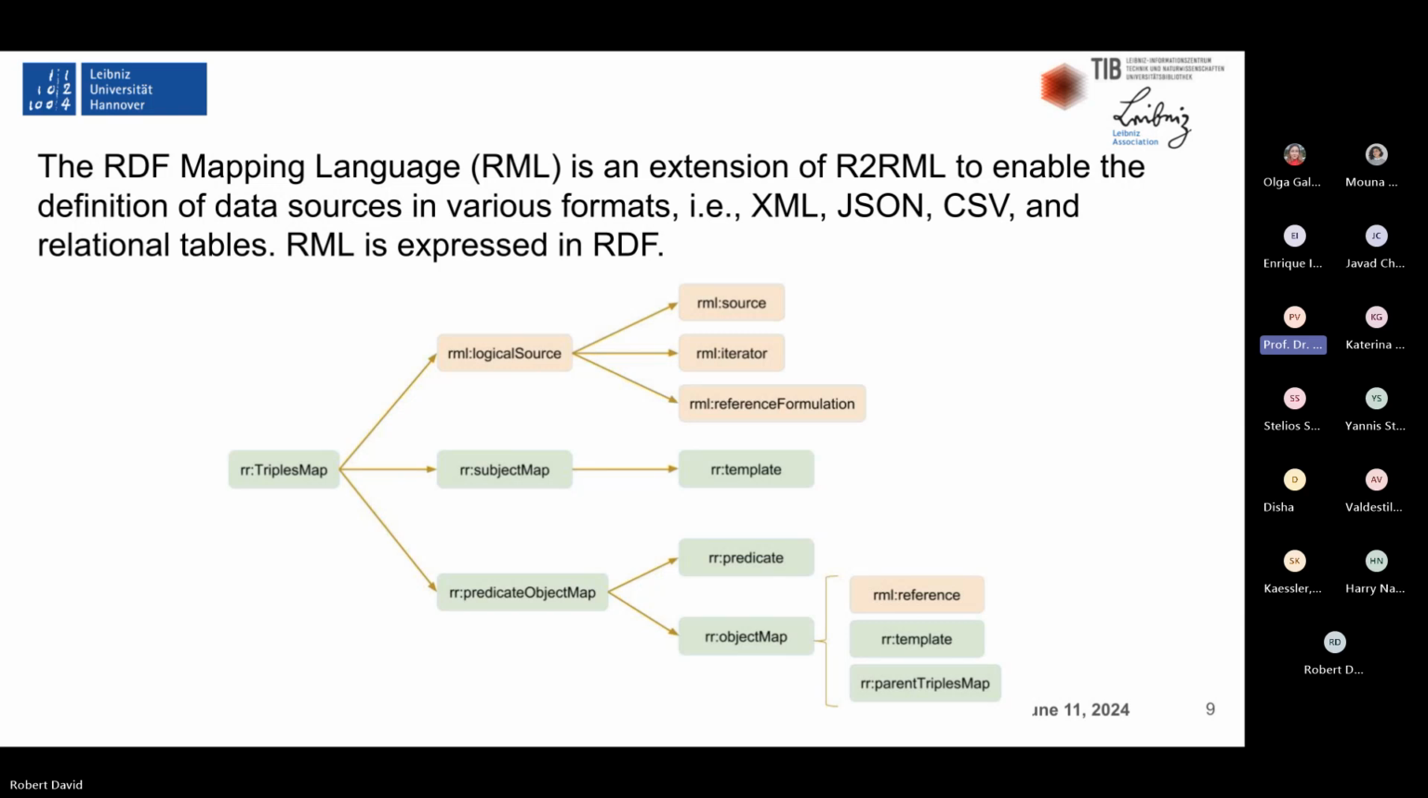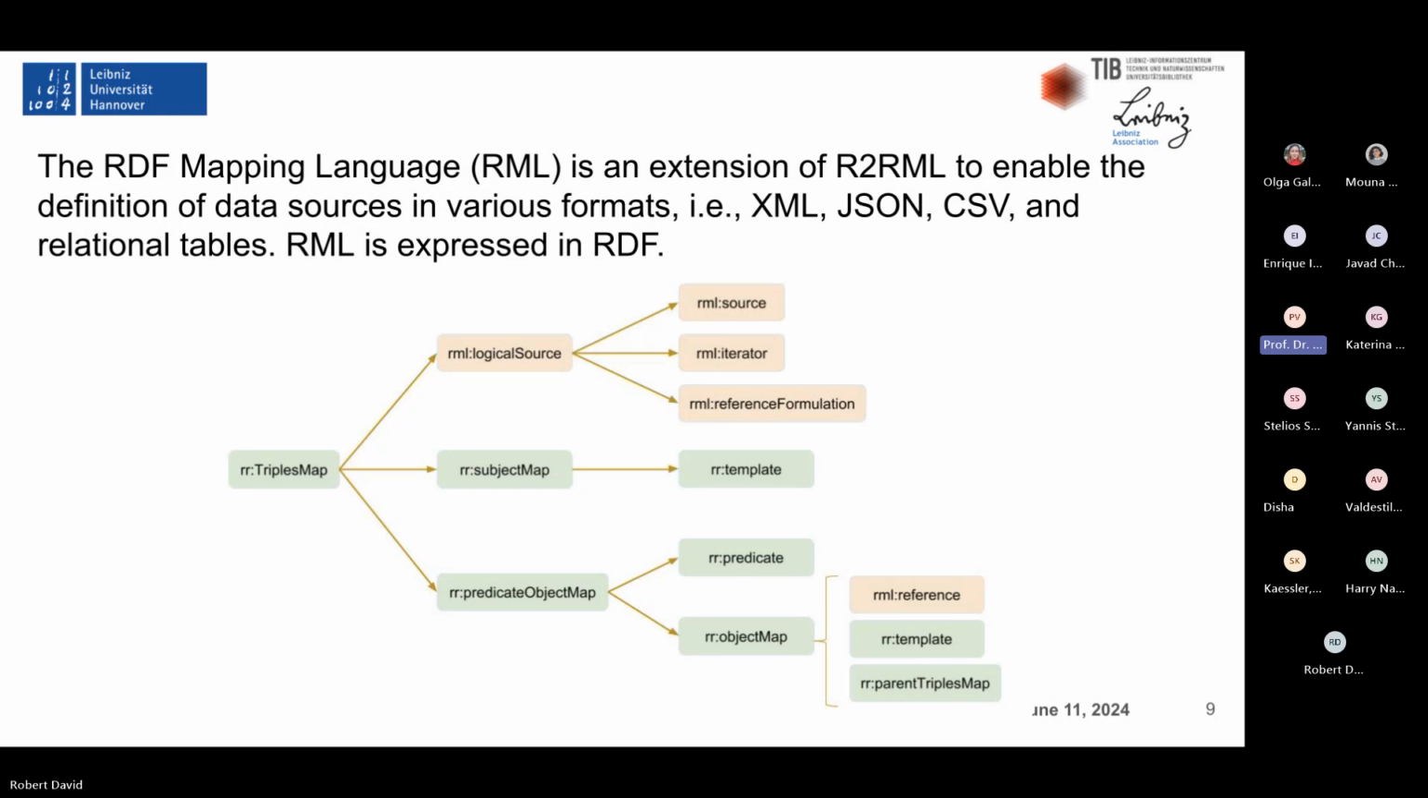R2RML, we have the possibility to also receive as input data sets that are in XML, JSON, CSV, and relational tables, for example. And the output is always in RDF. So that means that they have defined a new mapping language that is able to receive different types of data sources and is able to map, using the subject map and the predicate object map, into instances of a knowledge graph by using what are called triple maps.